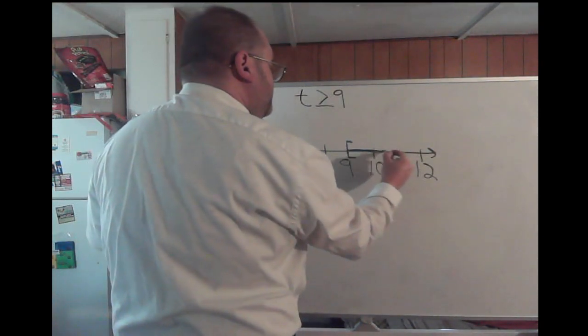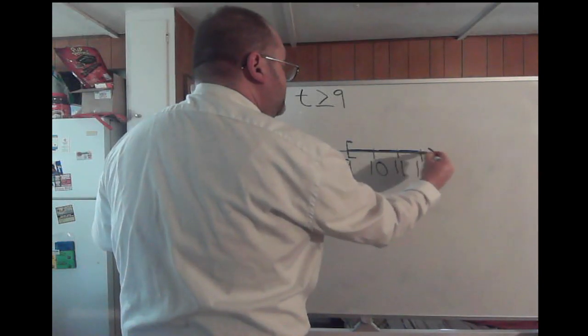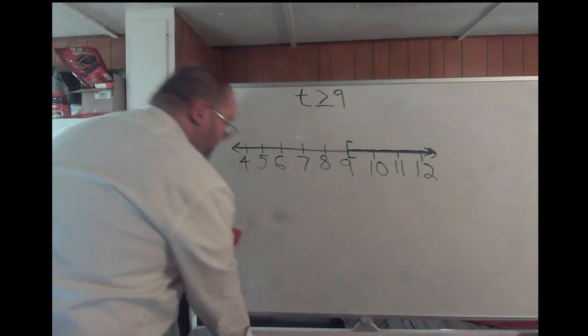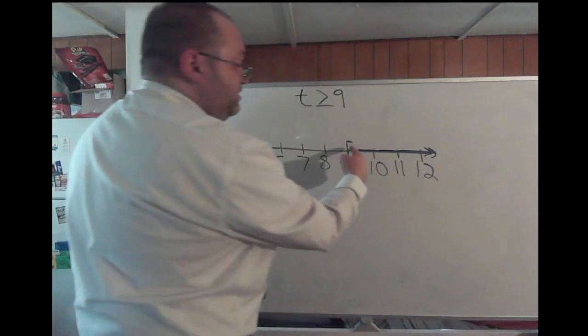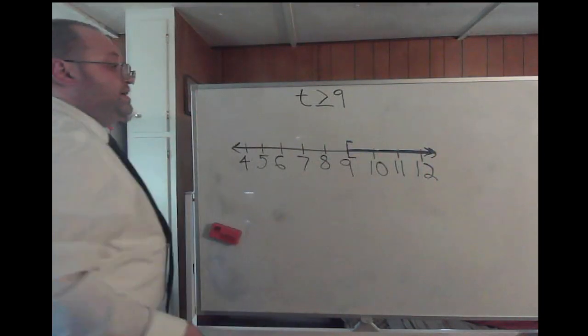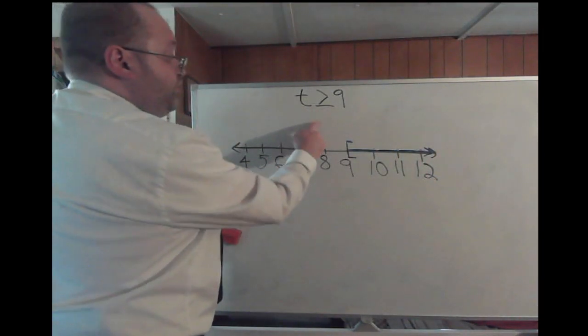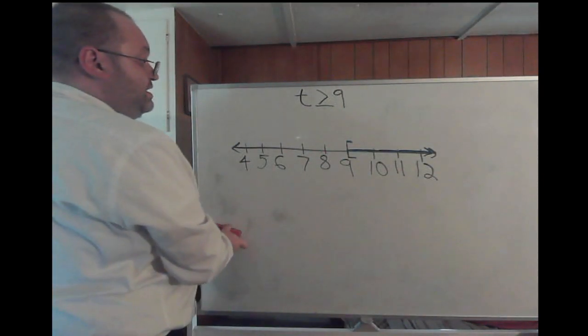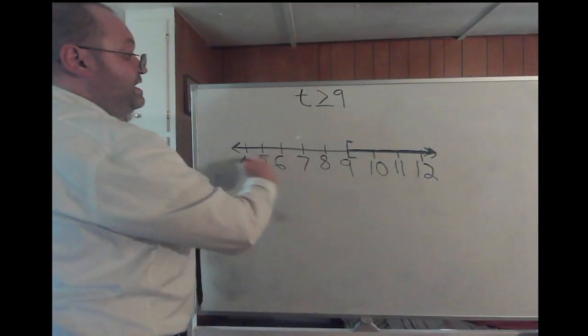You'll just do a nice shading here to indicate that it's going all the way to infinity. Draw an arrow. Your interval is 9 included all the way to infinity, because t is every number greater than or equal to 9. So that's why we have the bracket there.